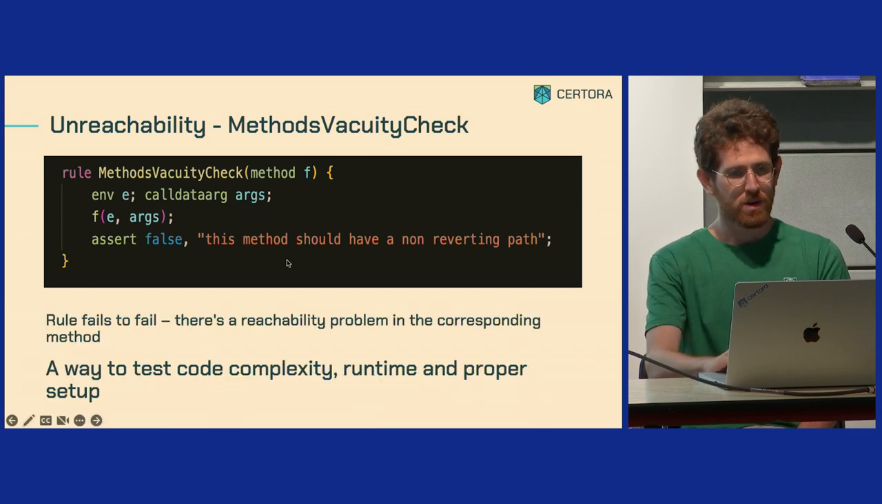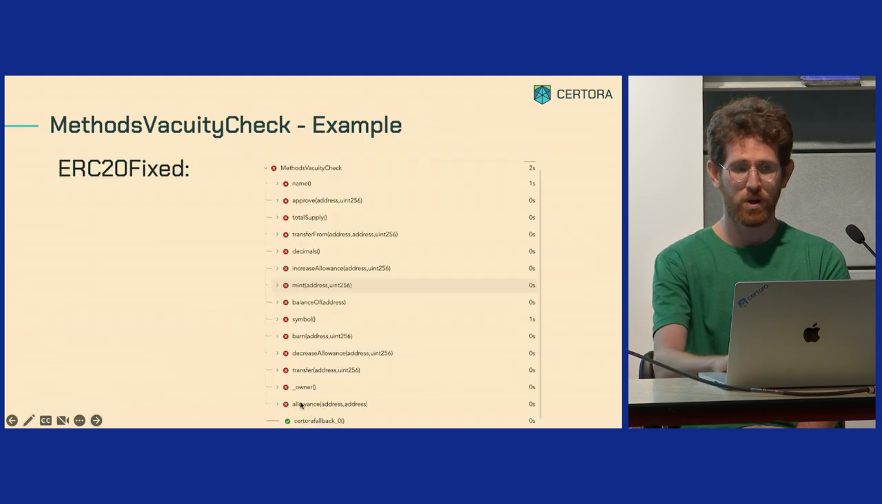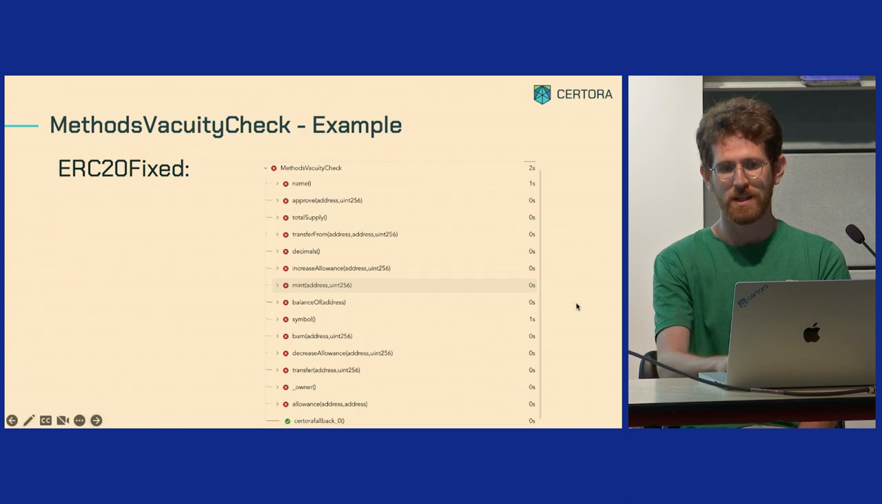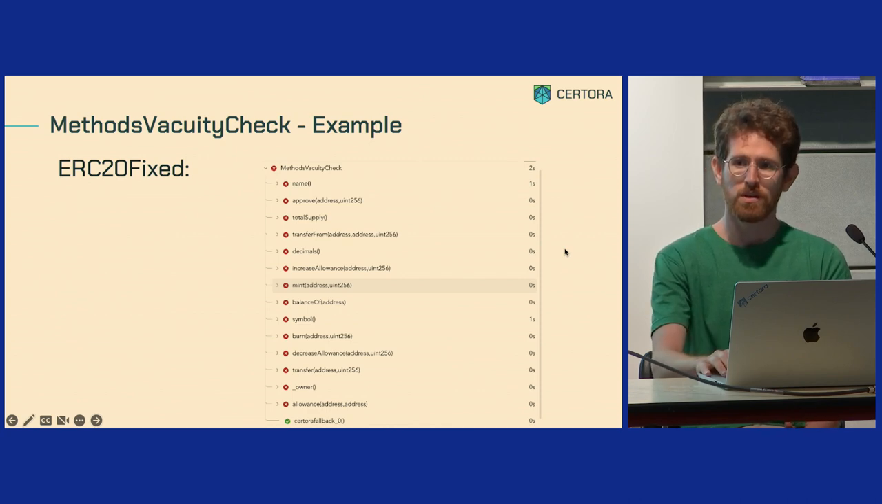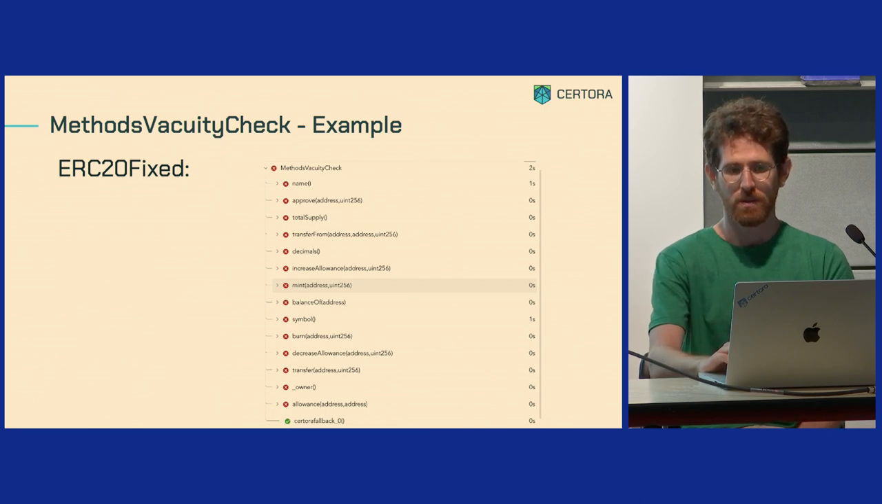Right. Now, what we get from this rule is also a complexity check, meaning that we're gonna get something like this result. We're gonna see what's failing, how much time it took the methods to run. And then if we get a method that runs for too long, then we know that probably once we start writing complex rules that call several methods or maybe do some requirements and asserts, it's gonna take a very long time and maybe we need to simplify it or summarize it in some way.